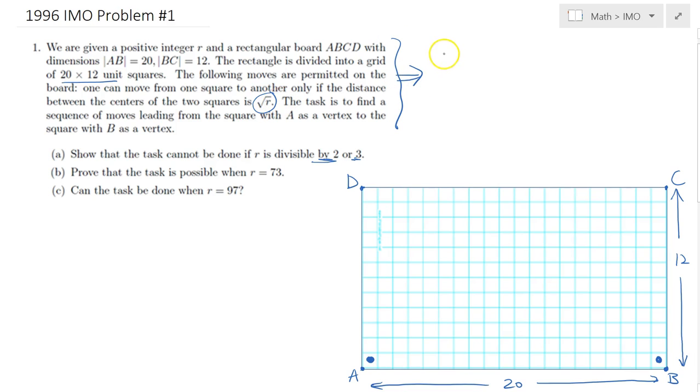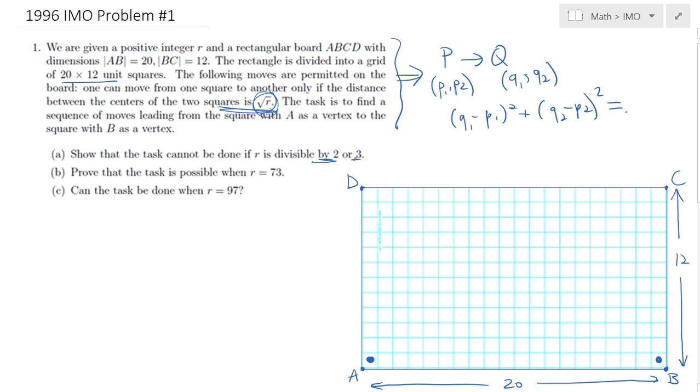So if we move from point P to the next point Q, let's say that the coordinates of P are P1, P2, and the coordinates of Q are Q1, Q2. Then the move is a legitimate move if the distance is root r, right? So therefore, if we have q1 minus p1 squared plus q2 minus p2 squared, the distance is simply equal to root r squared, which is r.